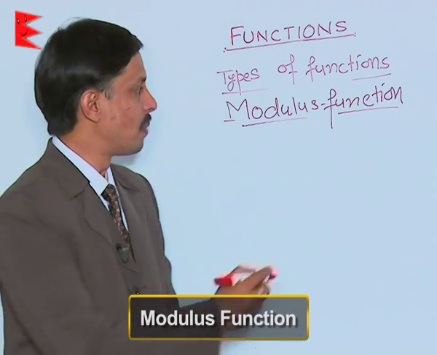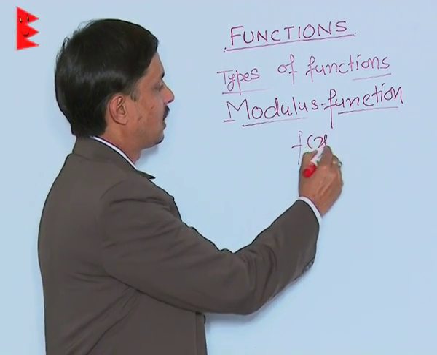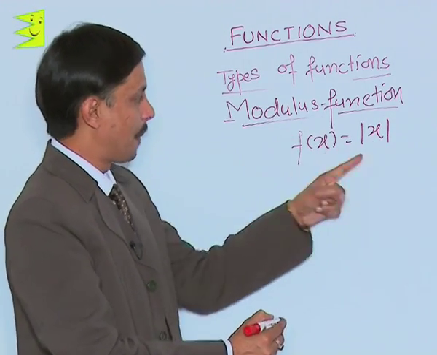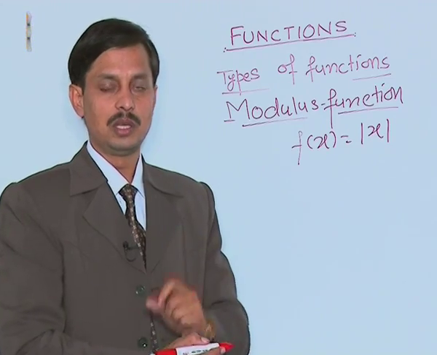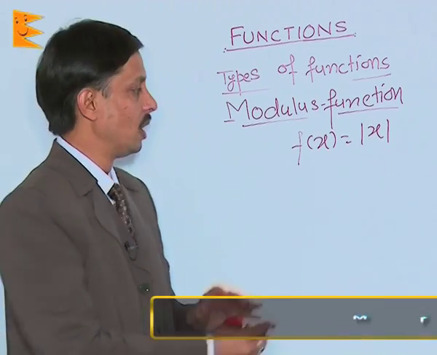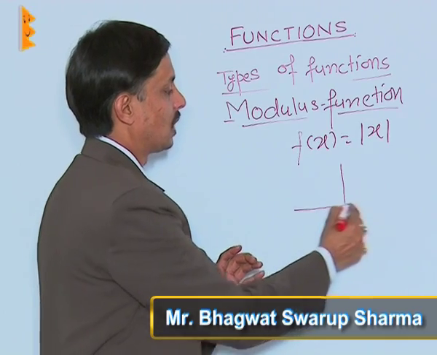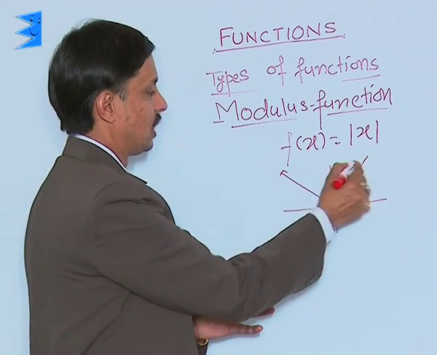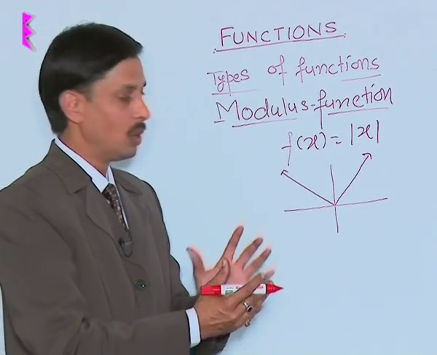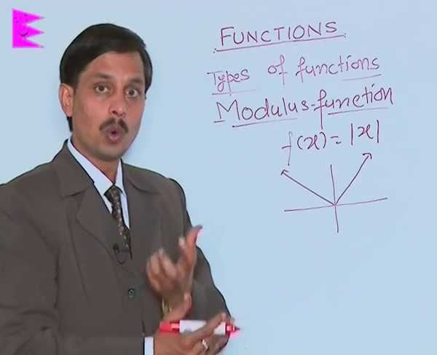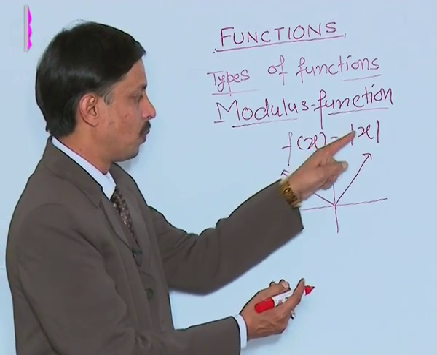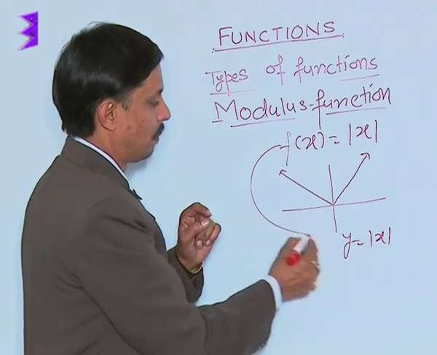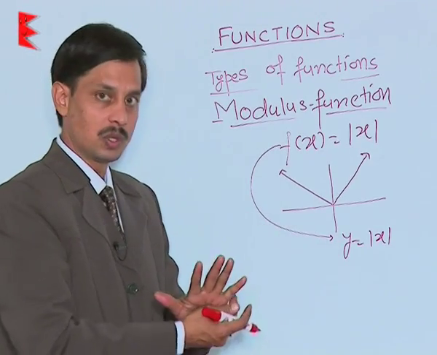We all know the meaning of modulus. Suppose f(x) is equal to mod x, the simplest example. This type of function, when mod is involved, is known as the modulus function. For the modulus function, the graph will be like this, this and this. Because of the mod, no answer of y can go negative. If you say y is equal to mod x, because when f(x) is replaced by y, this will be y is equal to mod x.